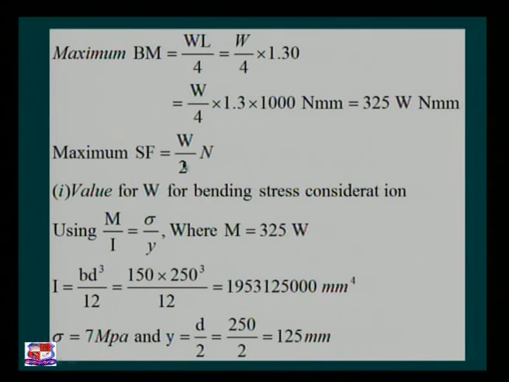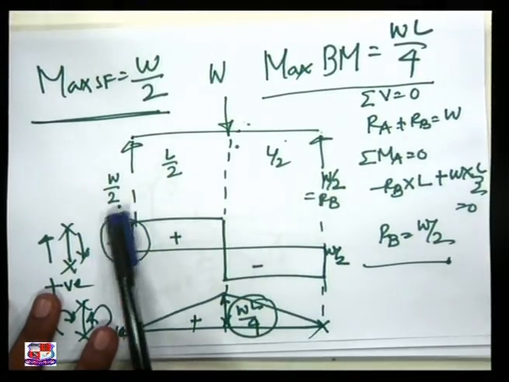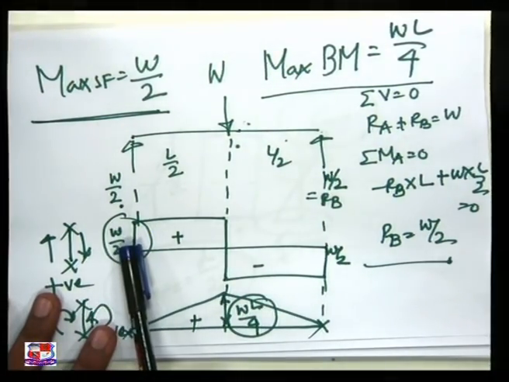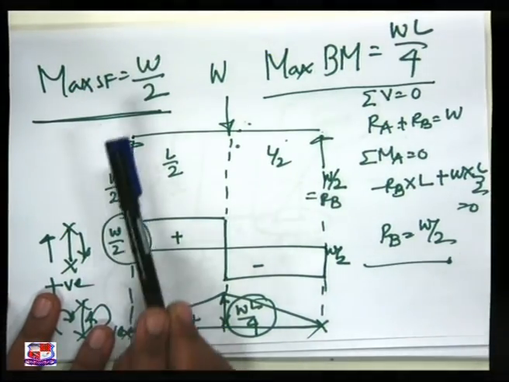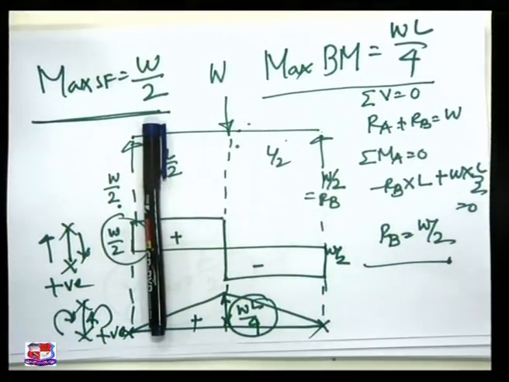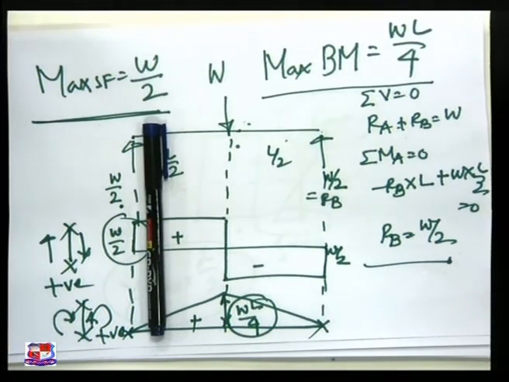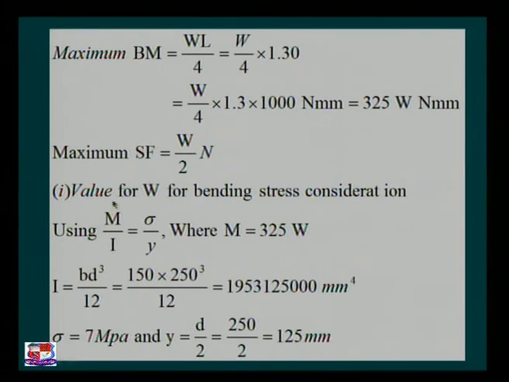Now maximum shear force which is applicable over here is W by 2 Newton. So refer the figure once again on this tabletop. Visualize the maximum permitted shear force acting, W by 2. So now, using the first concept about bending stress on this PPT, the value of W for bending stress consideration using the fundamental equation M over I is equal to F over Y, that is sigma over Y, where M is equal to 325 W.